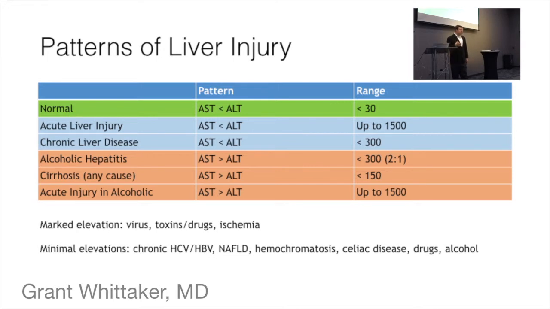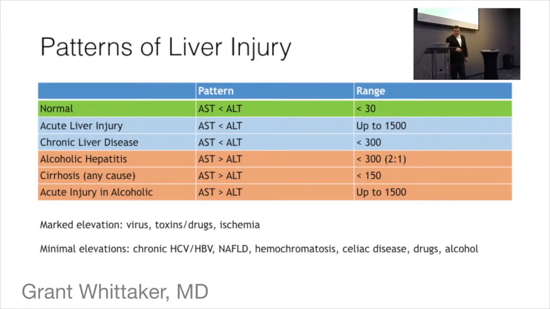Chronic liver disease is usually under 300. This is like your chronic hep C, your chronic hep B, your hemochromatosis. Those are things that are going to cause AST and ALT to be usually less than 200, but definitely under 300. Alcoholic hepatitis, again, we mentioned that 2-to-1 ratio. Everybody remembers that. And then cirrhosis, that AST is now higher than the ALT. But again, the labs are usually lower unless there's an acute injury going on in addition to the cirrhosis. So your AST and ALT are not going to be higher than 150.